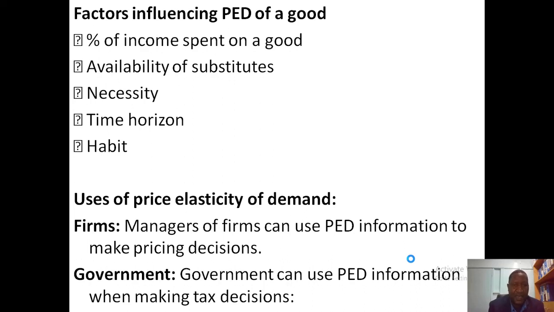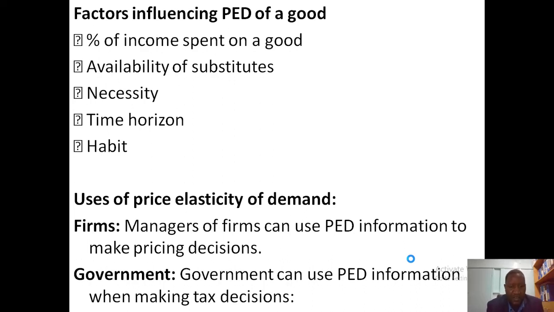In the short run, demand is usually inelastic. In the long run, demand is elastic. Number 5 factor that influences price elasticity of demand for a good is whether a good is a habit forming product or not. Those addictive or habit forming products have inelastic demand because once people become addicted, they will buy regardless of the changes in prices. So those are some of the factors that influence price elasticity of demand for a good.